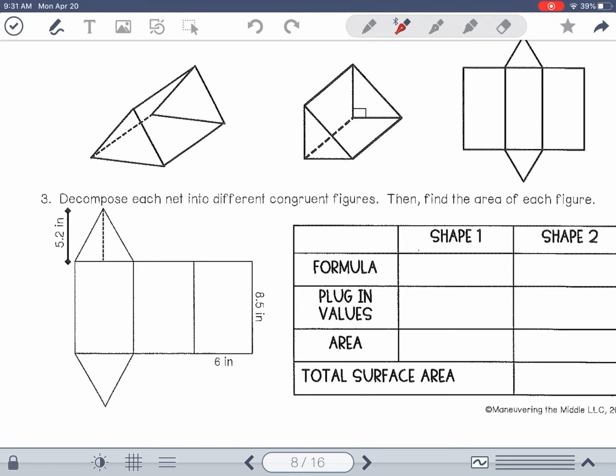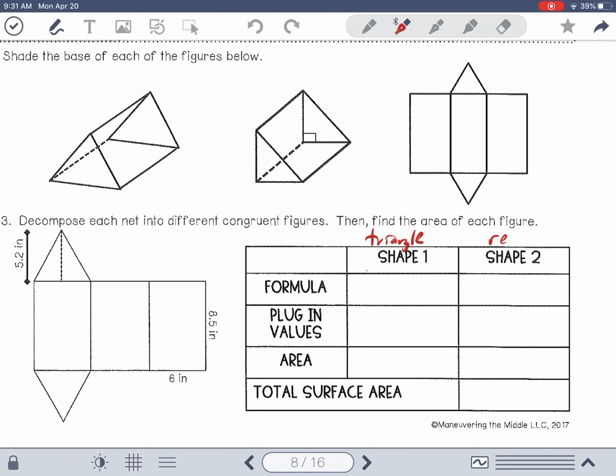So shape 1 is our triangle. Okay, shape 2 would be our rectangle. And make sure that each one of them match as far as their dimensions. So this is 6, this is 6, that one is 6. Okay, so then all of these lengths are 8.5. Okay, so the formula for a triangle is B times H, which is base times height. So the base over here on the left side is 6. Okay, and our height is, okay, what's the height?